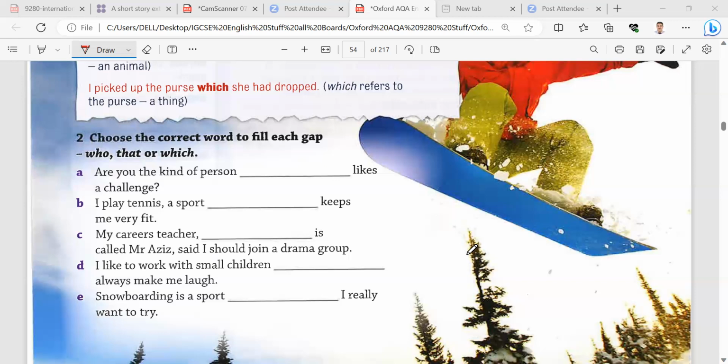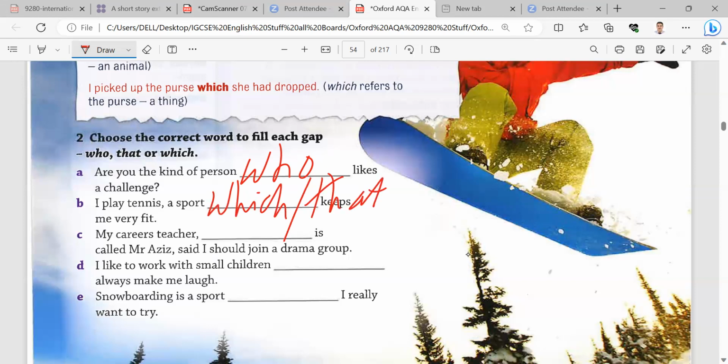Let me know once you finish, please. I finished. Akram? Me too. Okay, start please. Are you a kind of person who likes a challenge? Yes. You agree, Akram? Yeah. Yes. Next. I play tennis, a sport that keeps me very fit. Yes, you can say which or that. Both are right. Next.